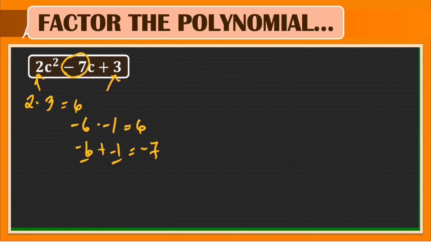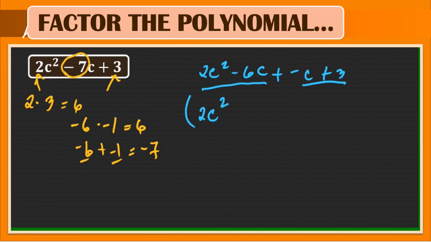Then we can rewrite the entire polynomial as a polynomial with 4 terms, replacing the middle term negative 7c with negative 6c and negative 1c. So that would become 2c squared minus 6c plus negative 1c, or negative c, plus 3. So I will group these two and these also. So we put them inside a parenthesis: 2c squared minus 6c, plus negative c plus 3.